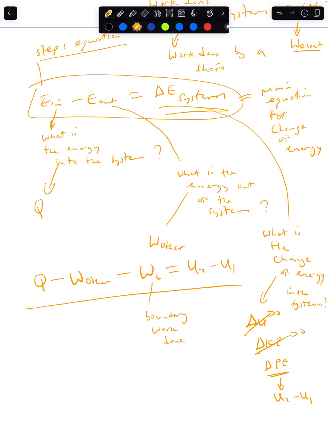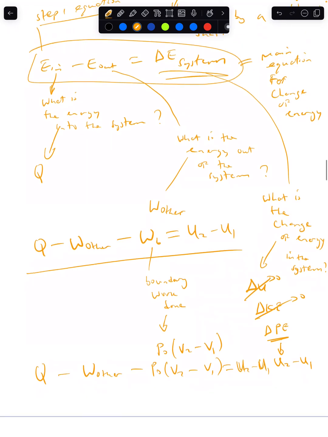work done. And how do I proceed further? I know that this boundary work done is written as what? Pressure with respect to what? V2 minus V1. That is the boundary work done when there's a change of volume for any system. And I can write this equation as what? Q minus W, which is the other work done, minus what? P0 into what? V2 minus V1 equal to what? U2 minus U1.